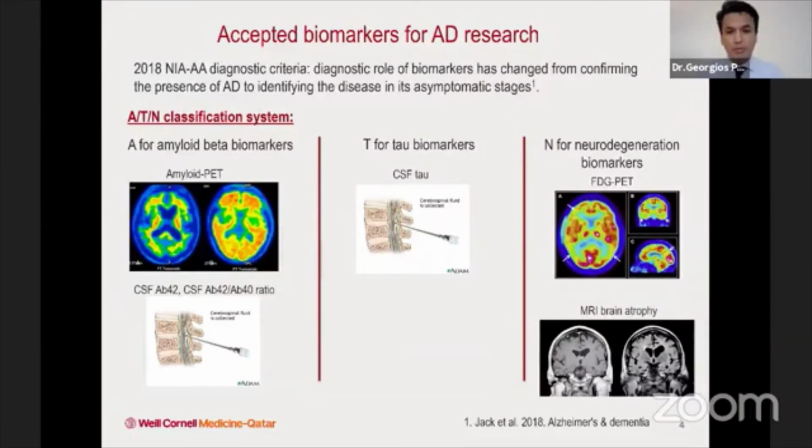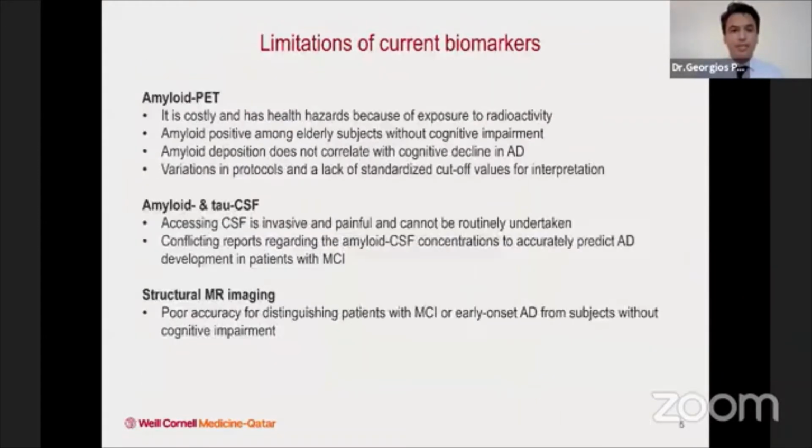The same thing with the tau, you can do it with the cerebrospinal fluid. For neurodegeneration, we rely on the FDG PET, amyloid PET, and also on MRI brain structure to look for atrophy. But these current accepted biomarkers have a number of limitations. For example, to detect amyloid with a PET scan, it is costly and there are some health hazard issues because the patients are exposed to radioactivity.